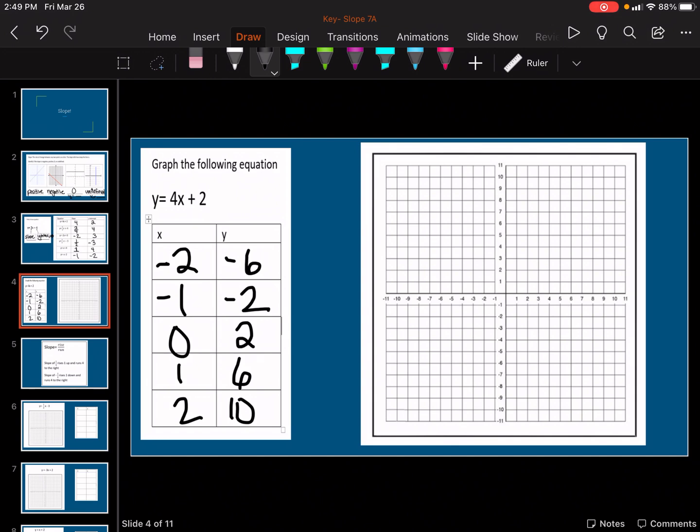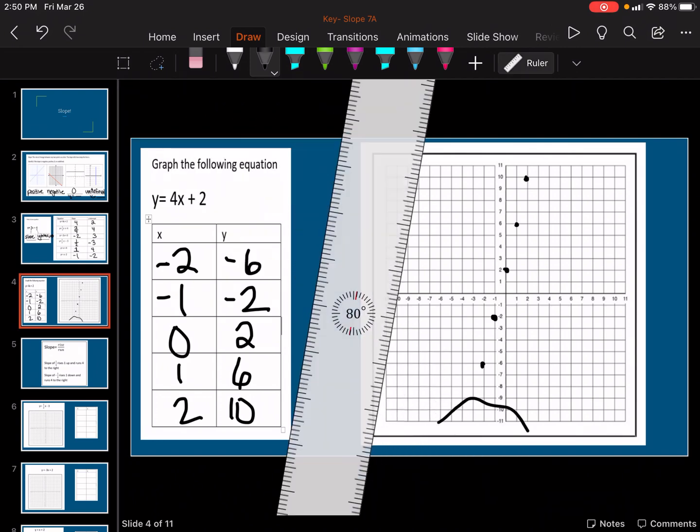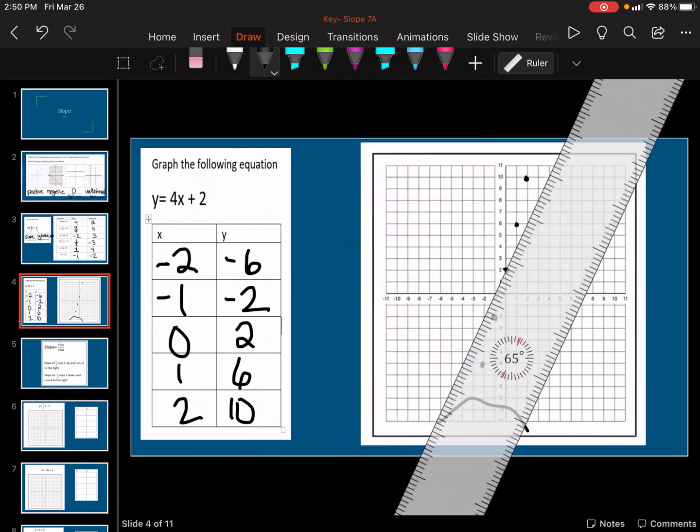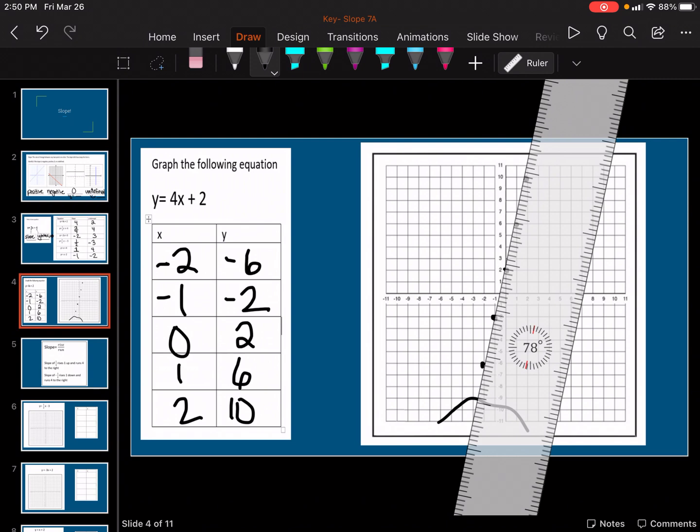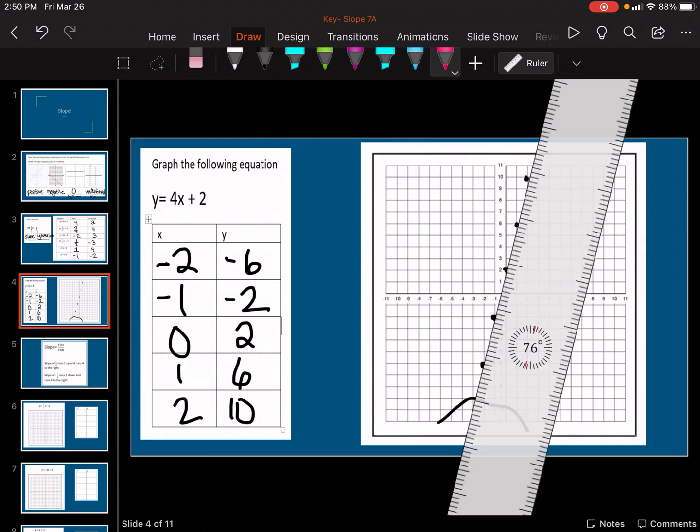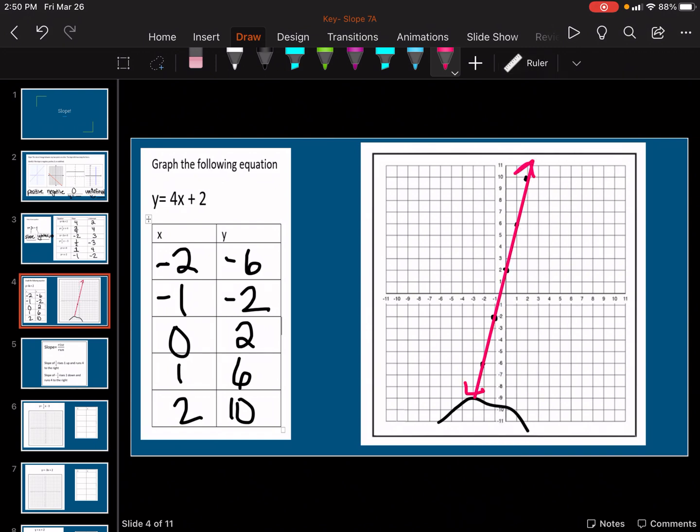Okay, so let's graph that. X and then Y. So -2, -6. -1, -2. 0, 2. 1, 6. 2, 10. And I'm going to use my ruler because I can be that fancy. Remember, use your 2 fingers to move it, to turn it. Okay, draw my line. Ruler off, arrows in either direction. And that is your graph.